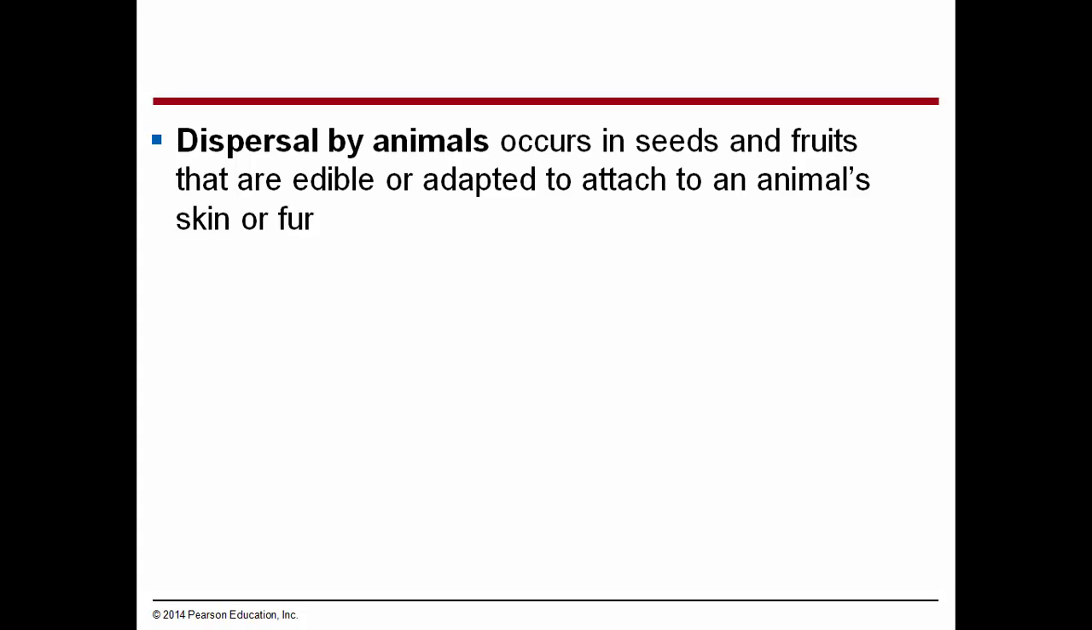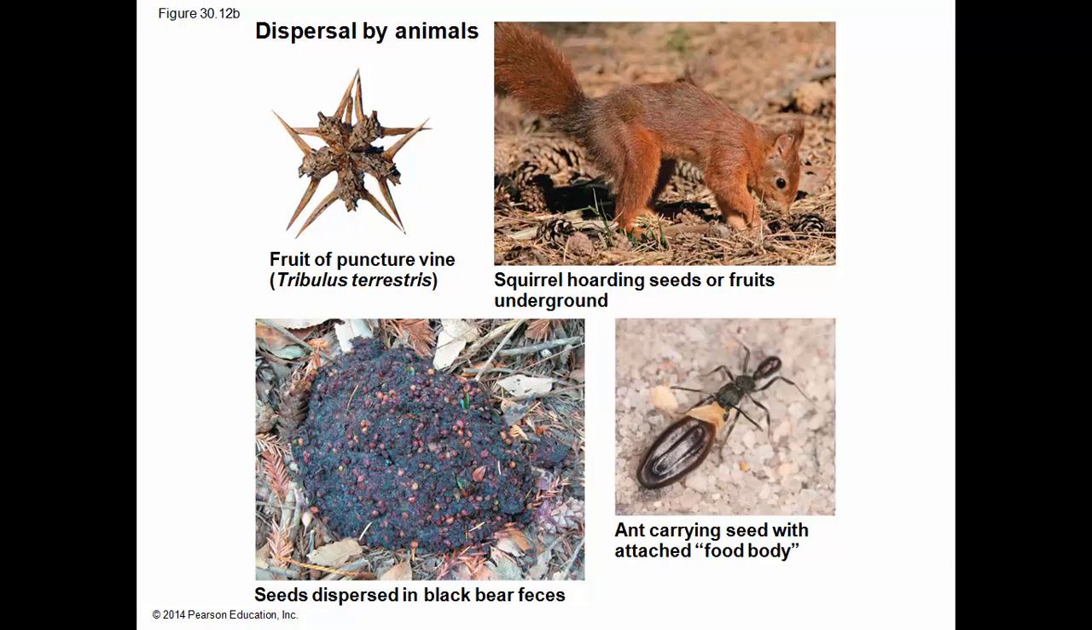Dispersal by animals occurs in seeds and fruits that are edible or adapted to attach to an animal's skin or fur. A lot of these fruits, like chokecherries and a lot of the wild berries that grow in the area, are eaten by birds or mammals like raccoons or bears, and then their seeds are dispersed by defecation. That bird will fly away and defecate that seed, and that seed will find purchase in a location that's favorable to its growth, and then it will grow into a new plant.